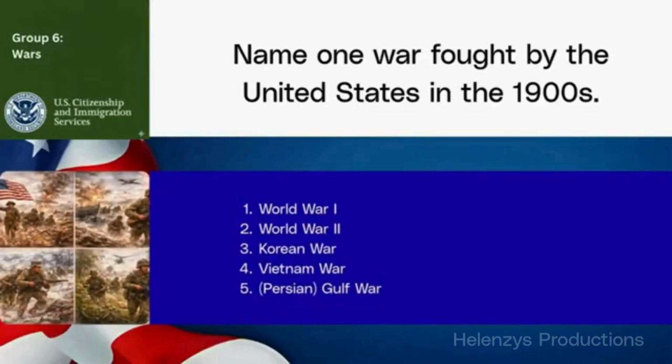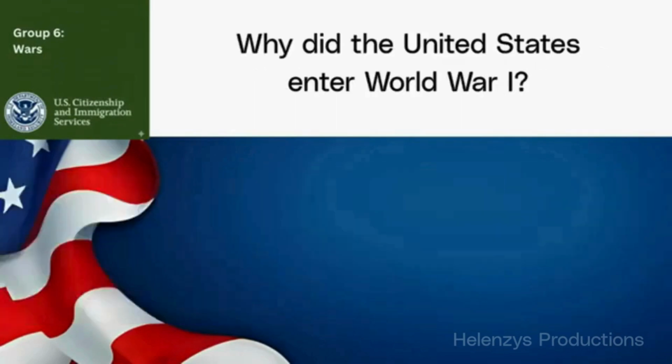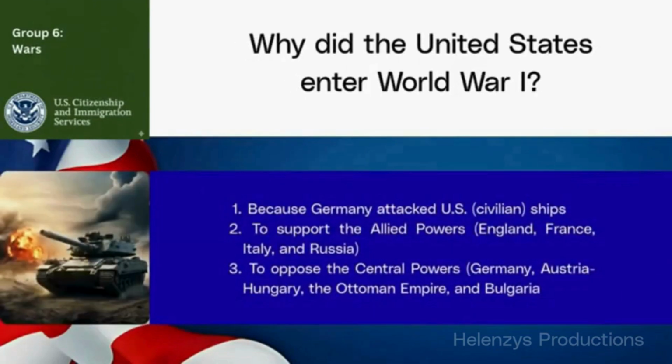Quick recall. Name one war fought by the United States in the 1900s. World War I. Why did the United States enter World War I? Because Germany attacked U.S. civilian ships. To support the Allied powers, England, France, Italy, and Russia. To oppose the Central Powers, Germany, Austria-Hungary, the Ottoman Empire, and Bulgaria.